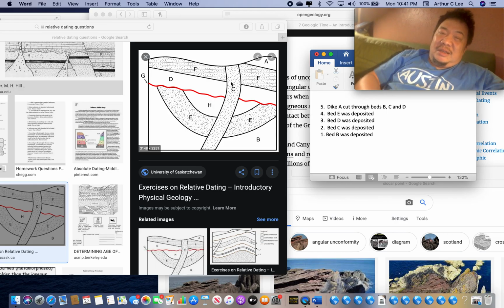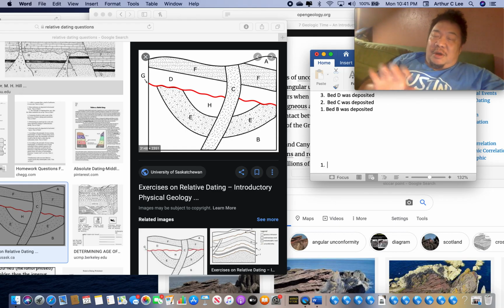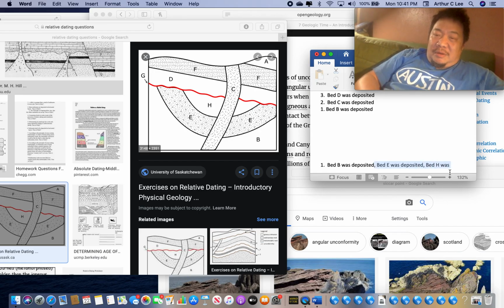But intrusion C, this must be igneous because it's not layered and it's cutting across these layers. So it must be younger than all that it cuts through, right? So let's do the relative dating here. See if you can get this answer here. And if you don't, keep on looking at this picture. Just pause the video and see if you can get these exact answers. What happens first? You tell me. Bed B was deposited, right? Then what happened? Then bed E was deposited. Then what? Bed H was deposited.